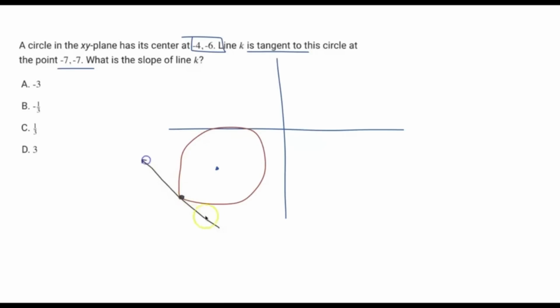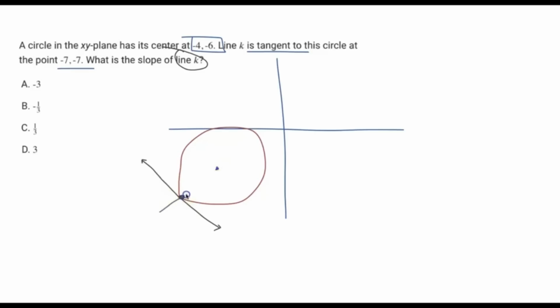So it'll go infinitely on both sides. And so we want to know the slope of this line. The only way to determine the slope of this line is to use the information we already know. So we know 2 coordinate points, right? And of these 2 coordinate points, only one of them is actually on line K. And so what we need to do here is actually find the slope of the perpendicular line to line K.